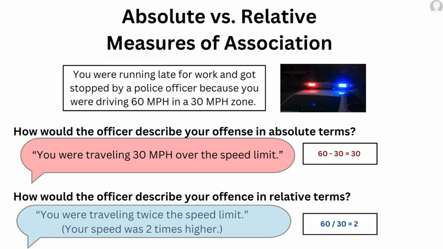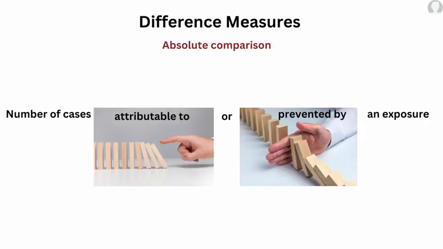If the officer were to describe your offense in relative terms, they might say you were traveling at twice the legal speed limit. So 60 divided by 30 is 2. So relative to the legal speed of 30, your speed was 2 times higher. Difference measures are interpreted as the absolute difference in number of cases between the exposed and unexposed groups. Difference measures give us the absolute number of cases that can be attributed to or prevented by an exposure.